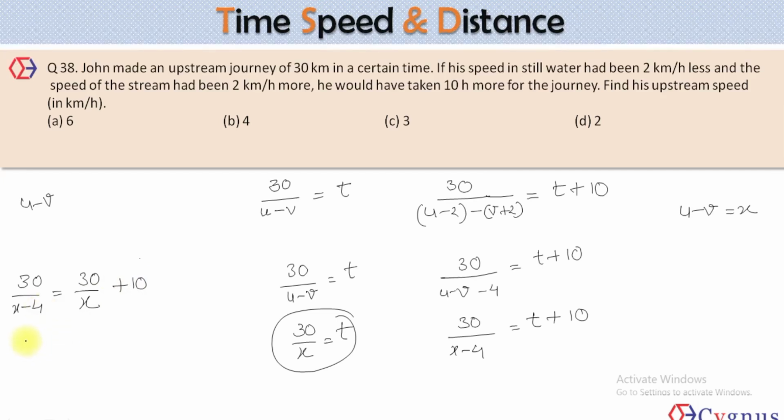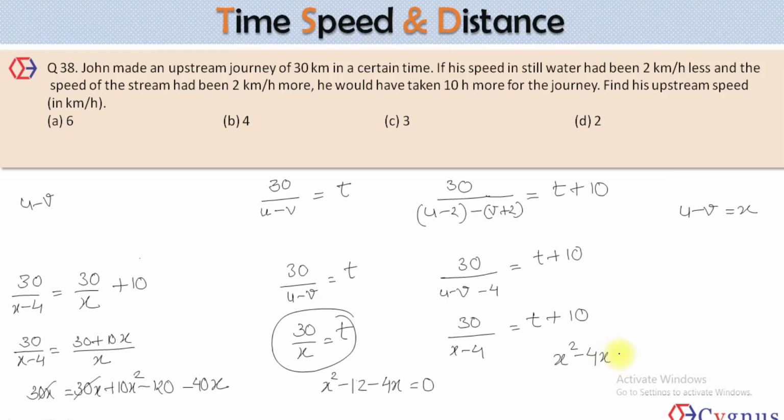So when you cross multiply it, it becomes 30 by x minus 4 is equal to 30 plus 10x by x. You will get 30x here is equal to 30x plus 10x square minus 120 minus 40x. This 30x will be cancelled out. Finally, you will be left with what? X square minus 12 minus 4x is equal to 0. Or this can also be written as x square minus 4x minus 12 is equal to 0.